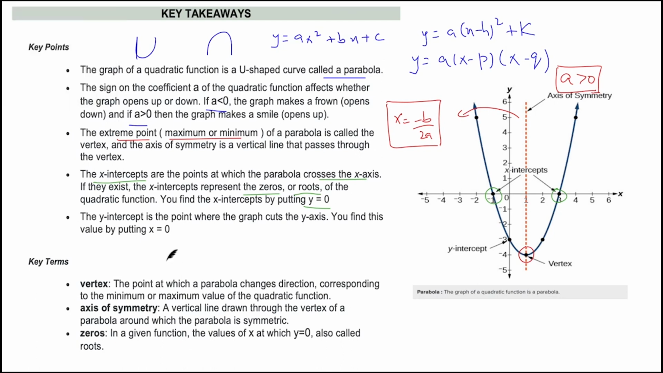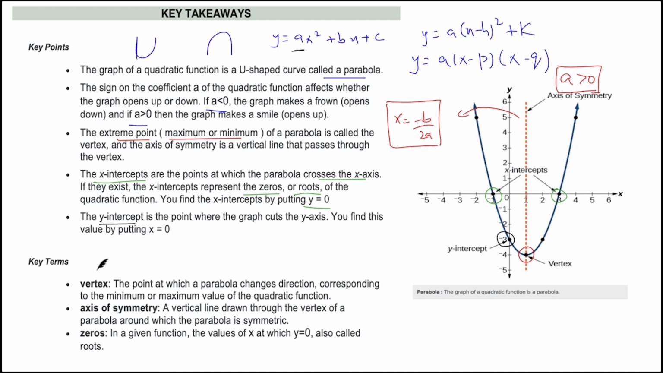Lastly, you need to identify the y-intercept. The y-intercept is the point where the graph cuts the y-axis. In this scenario, this is our y-intercept at y equals minus 3. You find this value by putting x equals 0. So to sum up, you need to look at the coefficient of x square. Then you need to identify the extreme points, that is the vertex or the maximum or minimum points. Then you need to evaluate the x and the y-intercepts. If you are able to do this, you can easily plot any graph, be it any form.